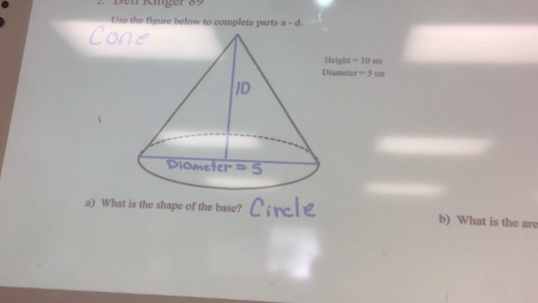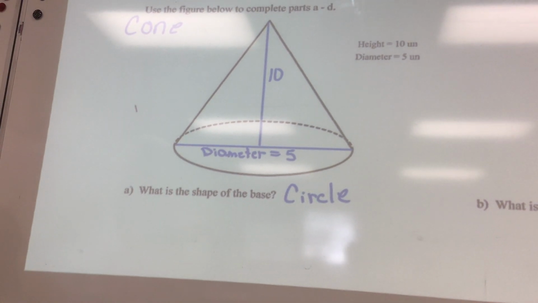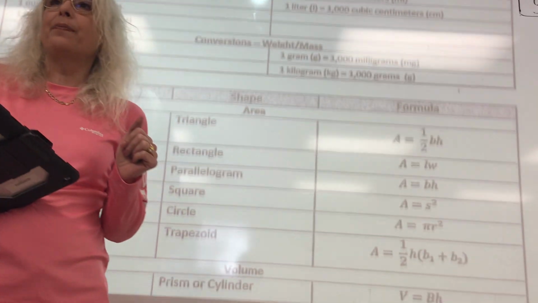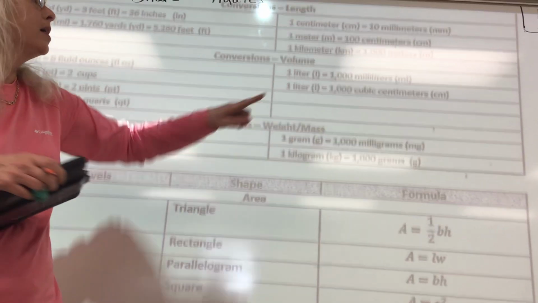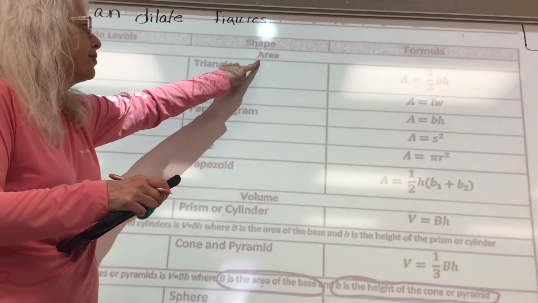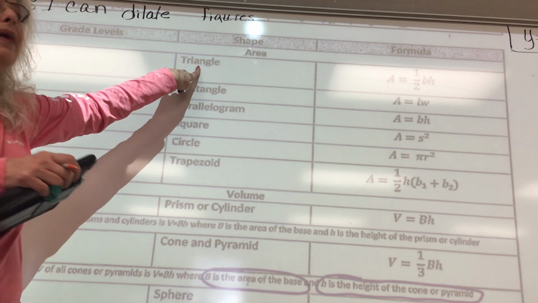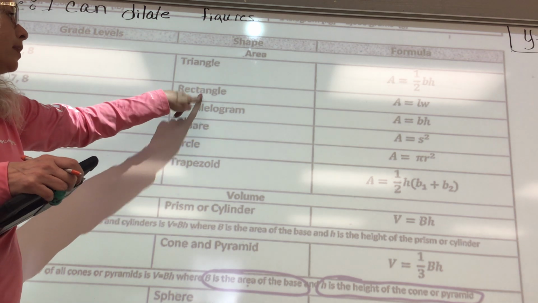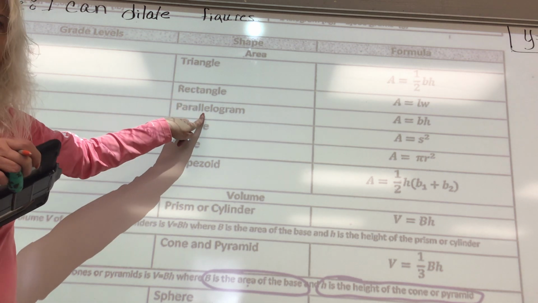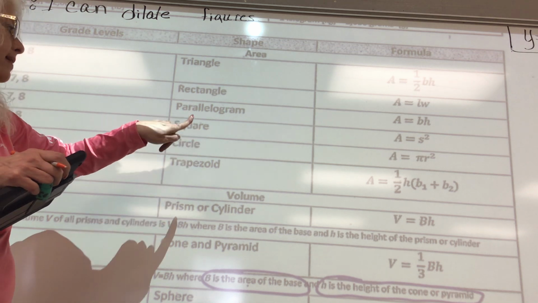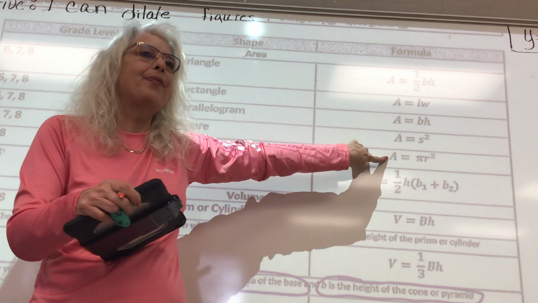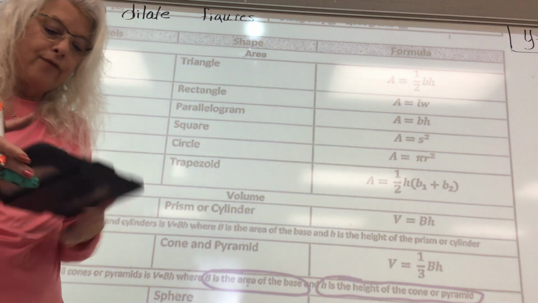So we have to go to our handy dandy reference sheet, which you should already have out. If you don't, just look at the one on the board. What are we trying to find out about the base? Area. So I'm going to go down my reference sheet until I get to area. Is the base a triangle? No. A rectangle? No. A parallelogram? No. A square? No. Is the base the shape of a circle? Yes. So once we get the circle, we're going to slide over and write down that formula.